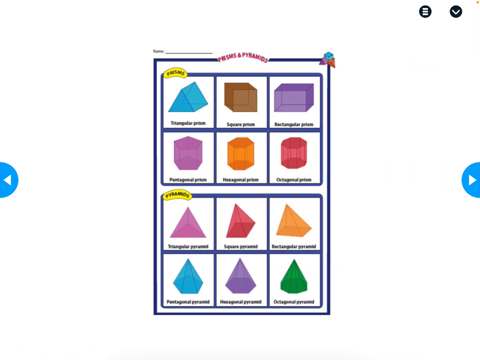So the first thing I want to look at is the difference between prisms and pyramids. Prisms are three-dimensional shapes that have two parallel bases, and all the faces are rectangular. You can see that in the pictures with the triangular prism, the square, the rectangular, the pentagonal, the hexagonal and octagonal. They all have two bases that are parallel to each other, and then the faces are all rectangles. The pyramids only have one base, and they're named after their bases, and the faces of it are all triangular, just different sized triangles that come up to a vertex or a point.